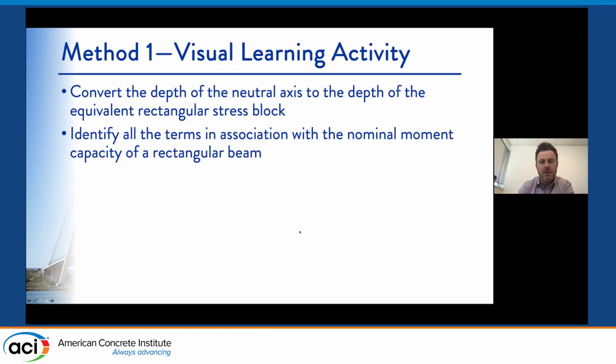So starting off with method one, what I'm calling a visual learning activity. The objectives that I have for this when I do it in my class is to convert the depth of the neutral axis to the depth of the equivalent rectangular stress block, and to simply identify all of the terms in association with the nominal moment capacity of a rectangular beam. Now that seems very simple, but for a student that's seeing this for the first time, you have to remember that some of these things are not that simple, and being visual like this can really help students understand that.